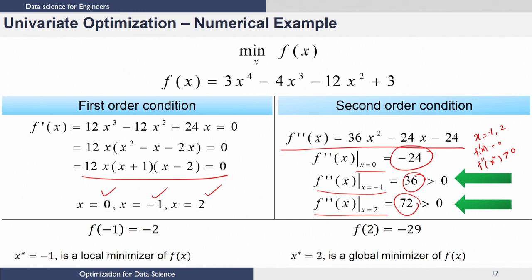So, the only way to figure out which point is a local minimum and which is a global minimum is to actually substitute these into the function and see what values you get. When you substitute minus 1 into the function, you get minus 2, and when you substitute 2 into the function, you get minus 29. Since we are interested in minimizing the function, minus 29 is much better than minus 2. So, that basically means 2 is a global minimum of this function and minus 1 is a local minimizer for f of x.